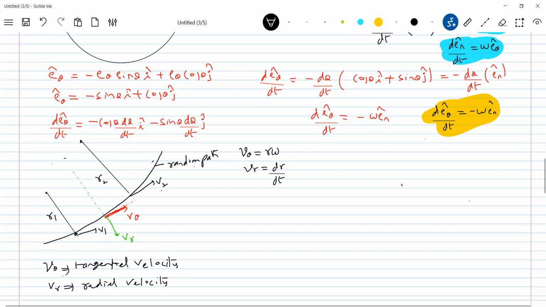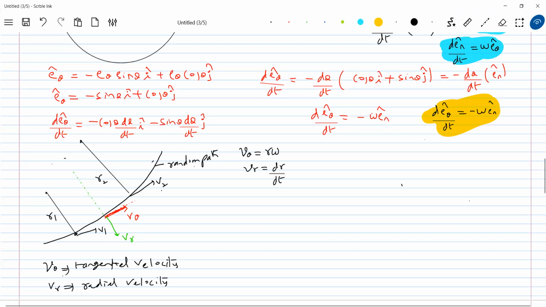So what about radius? You draw a normal. That will be the radial direction at that particular point. If you draw a normal at this particular point, in that direction the radial velocity will act. What about tangential velocity? In that direction, you draw a tangent. Along the tangent, the tangential velocity will be directed. So we got here r omega and dr by dt.